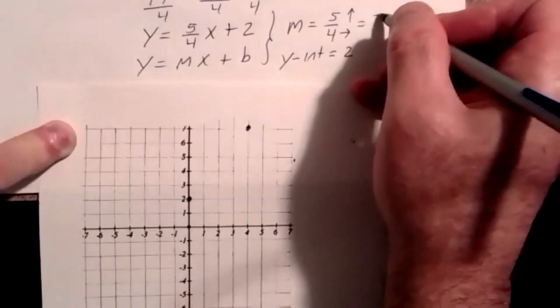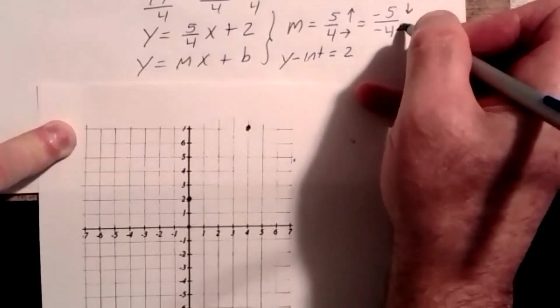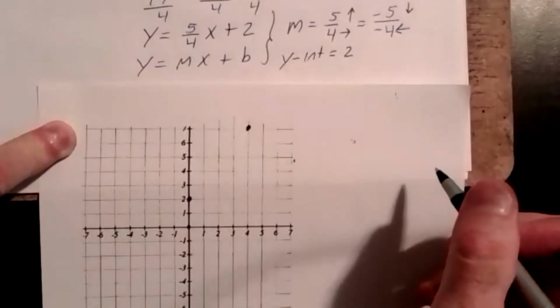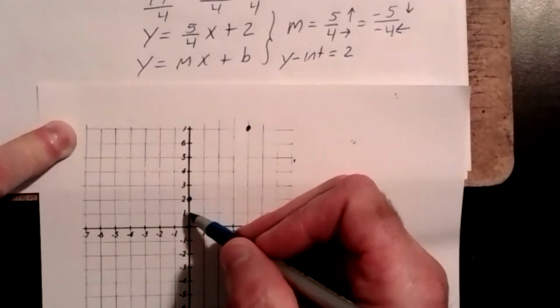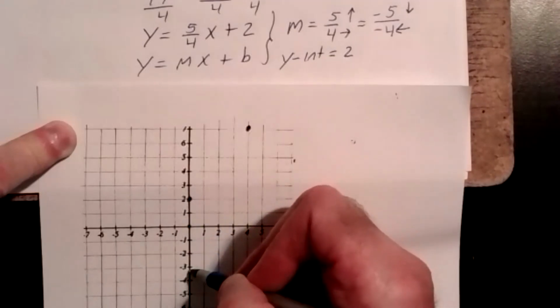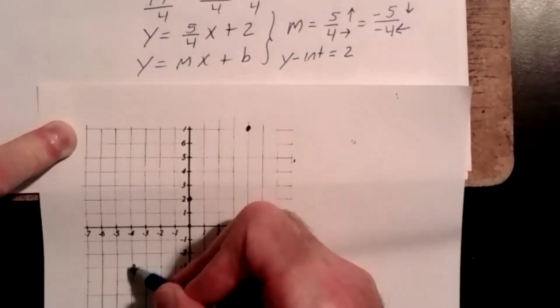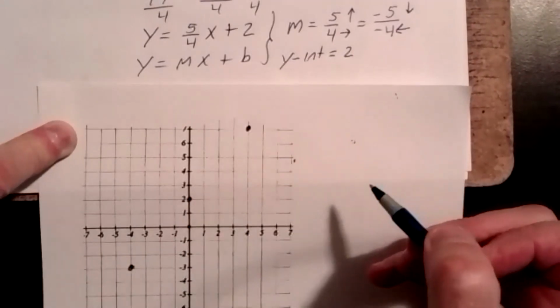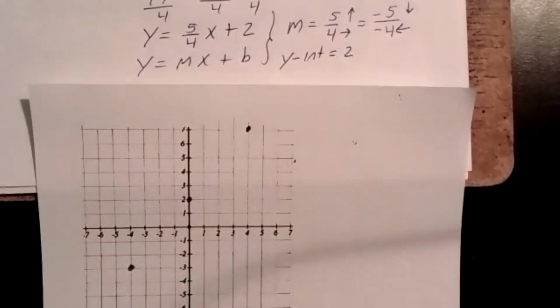Or I could have viewed my slope as -5 over -4, in which case I go down 5 units and 4 to the left. I would still locate another point on this line. So from my y-intercept, I'll go down 5, 1, 2, 3, 4, 5, and then 4 to the left: -1, -2, -3, -4. There's another point on my graph there. All right, so now we're going to put a line through these points, but hold on a second.